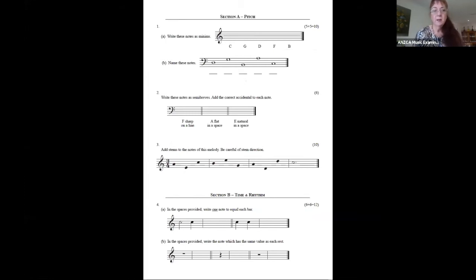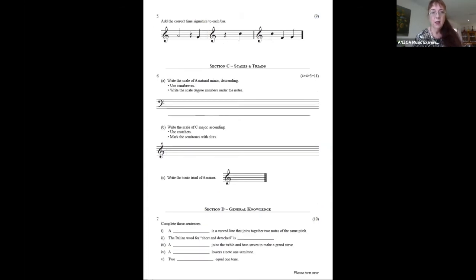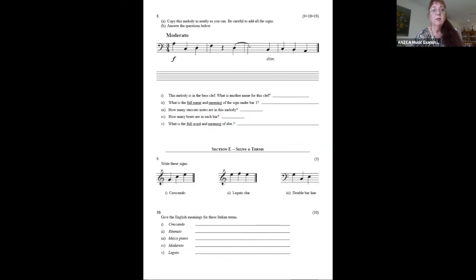Okay. This is the first part of a prelim paper. Write these notes as minims, name these notes, write these notes as semibreves, add the correct accidental to each note, add the stems, and then there's some little timing questions down there. You've got time signature, writing scales, and then general knowledge. This is a copy this melody as neatly as you can with the questions, and then there's signs and terminology, and that terminology is in the front of your syllabus where it says theory. The terminology is all there, so they know exactly what they have to use and what they have to learn.